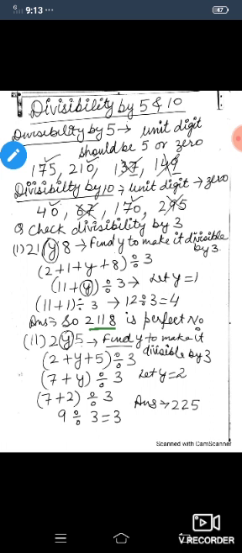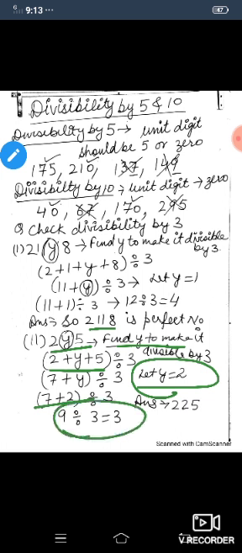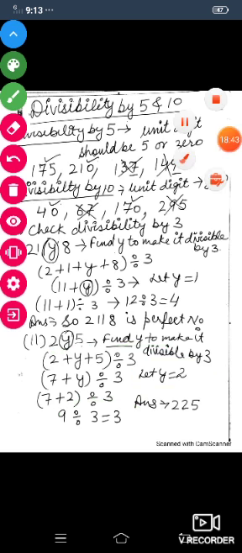Again 2y5. So again we have to write the smallest possible number in place of y. We will add up the digits, 2 plus y plus 5 divisible by 3. That is 7 plus y divisible by 3, and instead of y we will write 2. 7 plus 2 is equal to 9. 9 divided by 3 is equal to 3. So instead of y we will write 2. So the number becomes 225. So I hope you have understood all this. Now just revise these sums.